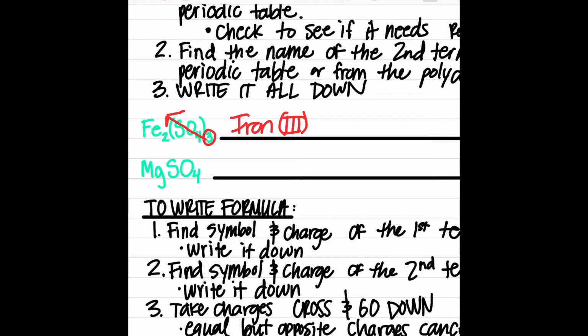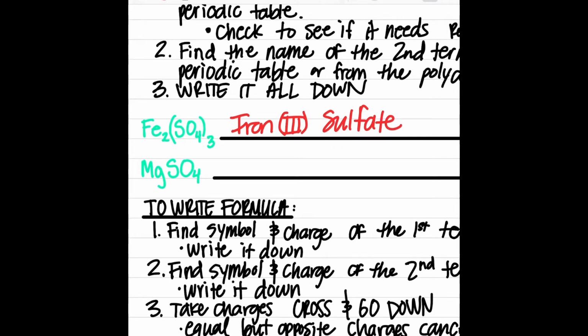And now all we have to do is figure out what SO4 is called, okay? It is not iron 3 sulfur tetraoxide. Absolutely not, no. SO4 is on that list on the back side of your periodic table. Those are 2 capital letters. That means 2 different elements. So that's polyatomic, which means it's on the back side of your periodic table. So SO4 is called sulfate. And that's it. That's all you have to do.